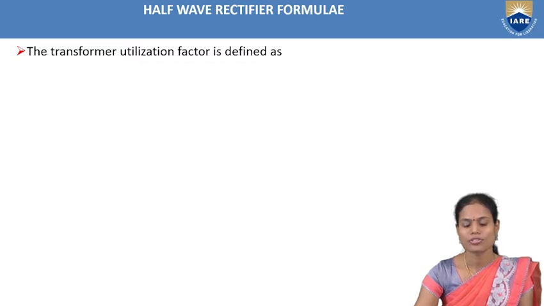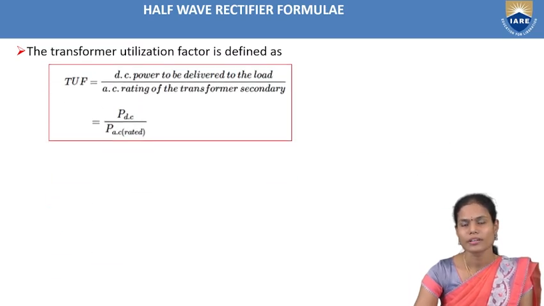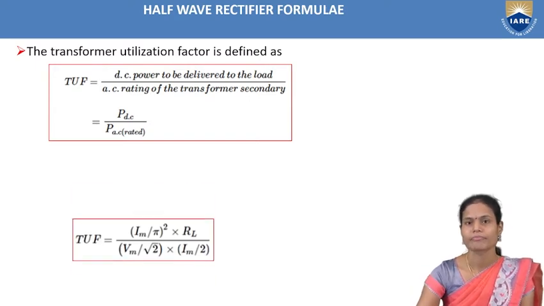And next one is transformer utilization factor. Actually, transformer utilization factor indicates how much secondary voltage is being utilized for conversion of AC to DC in the half wave rectifier. That we can calculate from how much DC power is delivered to the load divided by the AC rating of the transformer secondary.